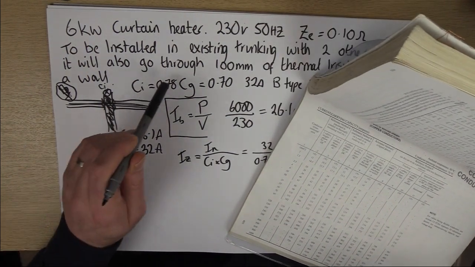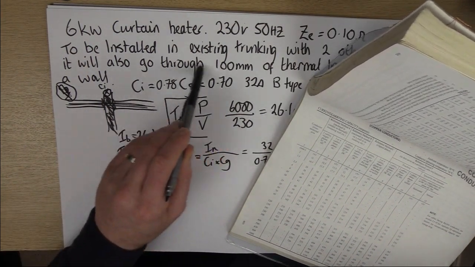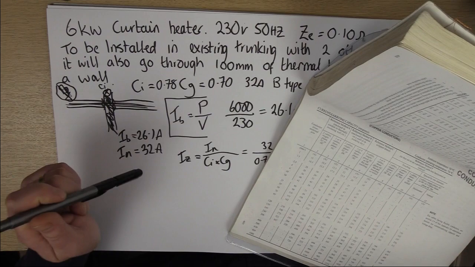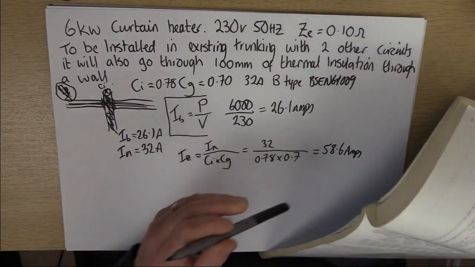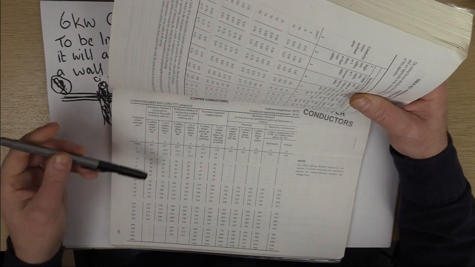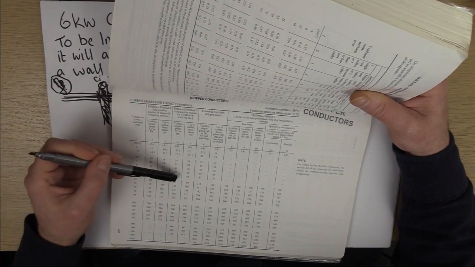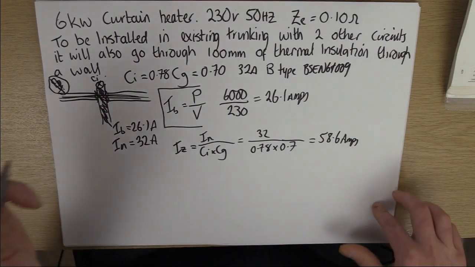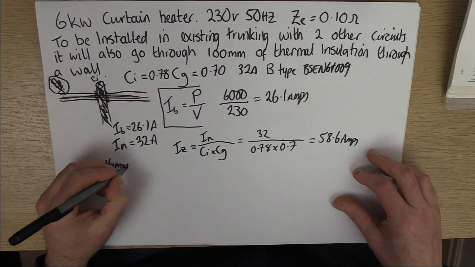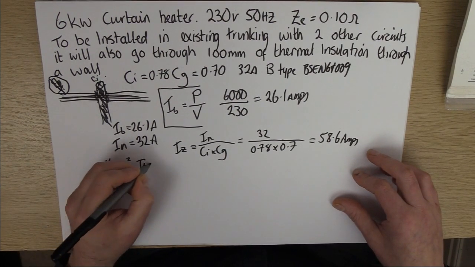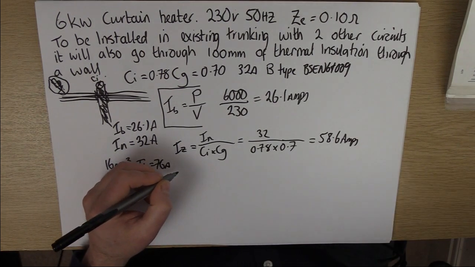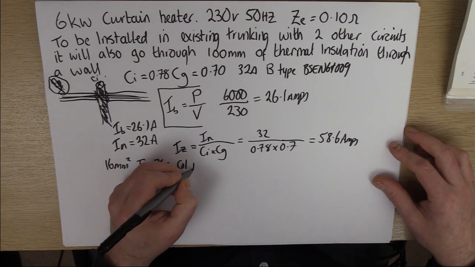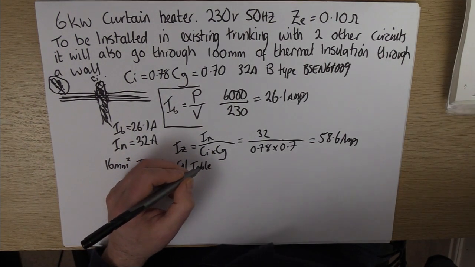58.6, and that's where it's worth getting involved with these grouping factors, because we might be able to alter that if only we knew more. But we don't, so we've got to go with this 58.6, and it says essentially that we're looking for a 16 mil. Wowzers. And that's got an IT of 76 amps. So 16 mil, IT 76 amps, and that was column 4, table 4D1A.